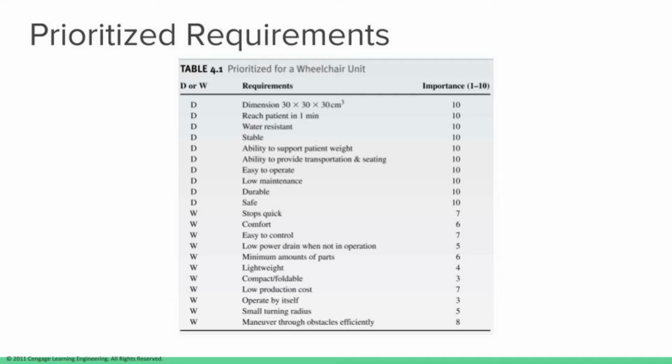So then you change these to importance. The binary ones all have 10s. They have to be there. 10 is the most important. Then these others that are wishes have a scale to them. So 8 would be the next highest. That one is close to being a demand. You get it? Good?